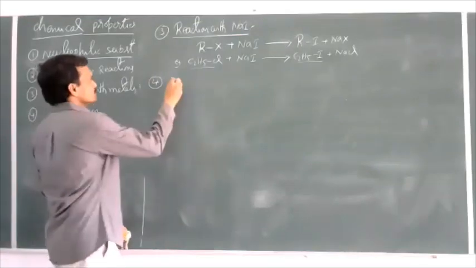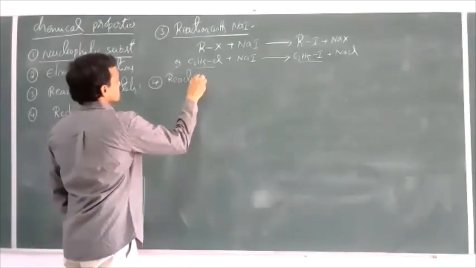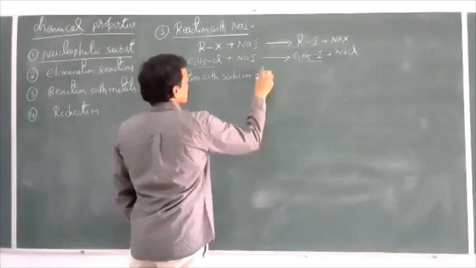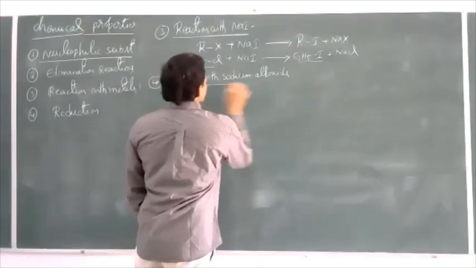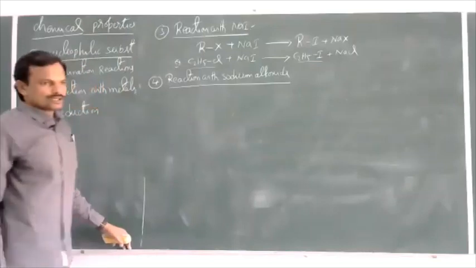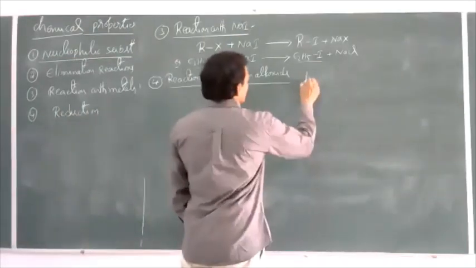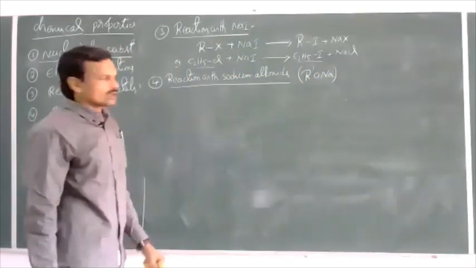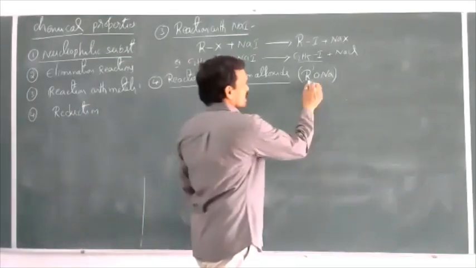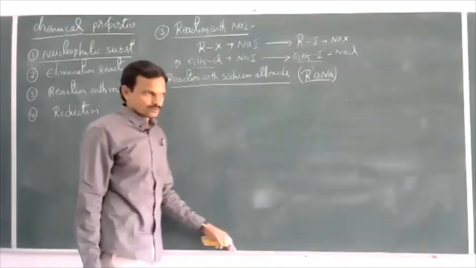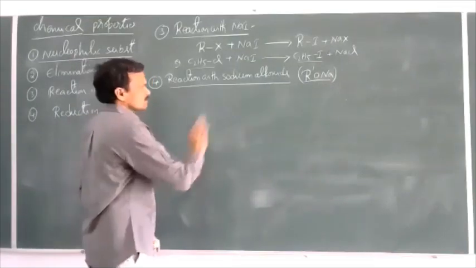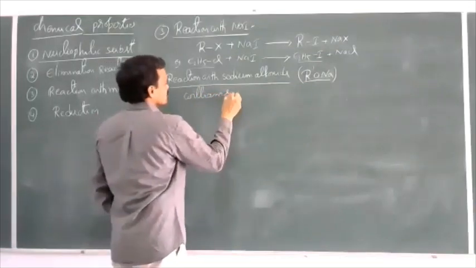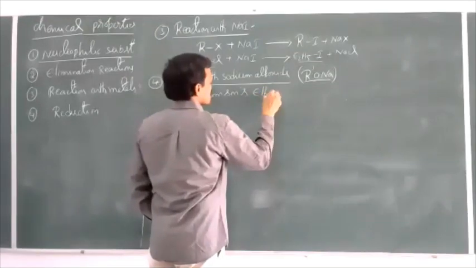Next, reaction with sodium alkoxide. What is sodium alkoxide here? R-ONa. Nothing but when alcohol is allowed to react with sodium metal, then we can get sodium alkoxide with the displacement of hydrogen. And this reaction is also called Williamson's ether synthesis.